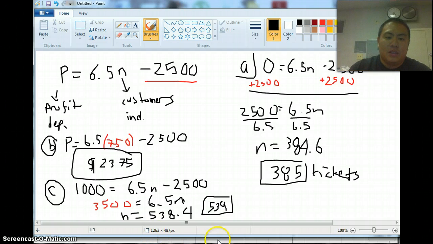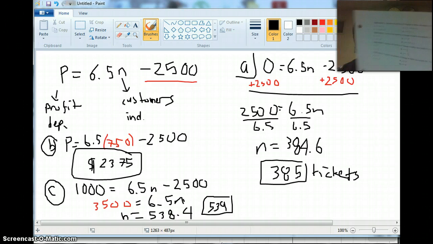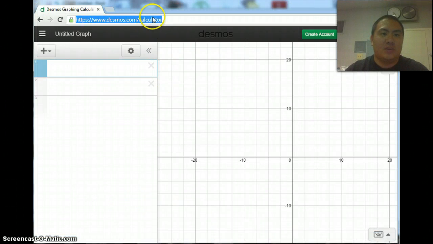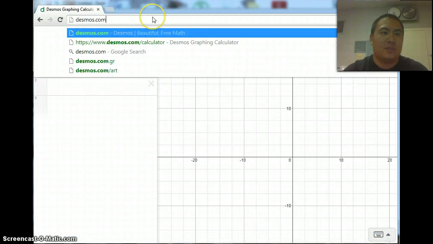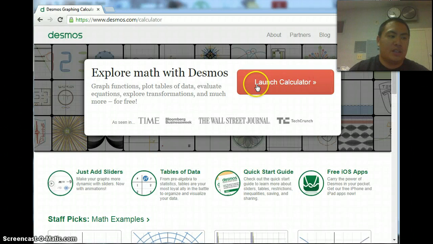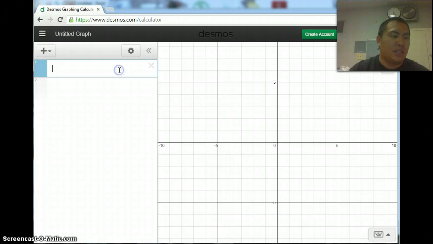Alright, so let's look at the other one, which is exploration 1, 2, 3, and 4. And let's pull up Desmos. So Desmos is like this. You go to desmos.com, you hit launch calculator, and I can do the first one for you guys. Actually, let's do exploration 2. Exploration 2 goes like this.